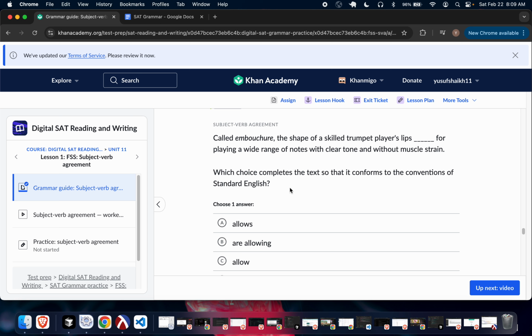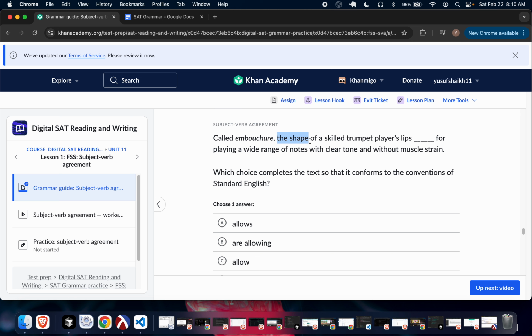Okay, let's look at this example. Called embouchure, the shape of a skilled trumpet player's lips blank for playing a wide range of notes with clear tone and without muscle strain. So again, this is extra information, right? It's describing the subject of the sentence, but this is the main subject of the sentence. The shape of a skilled trumpet player's lips, right? And we can see that the shape is like the main subject.